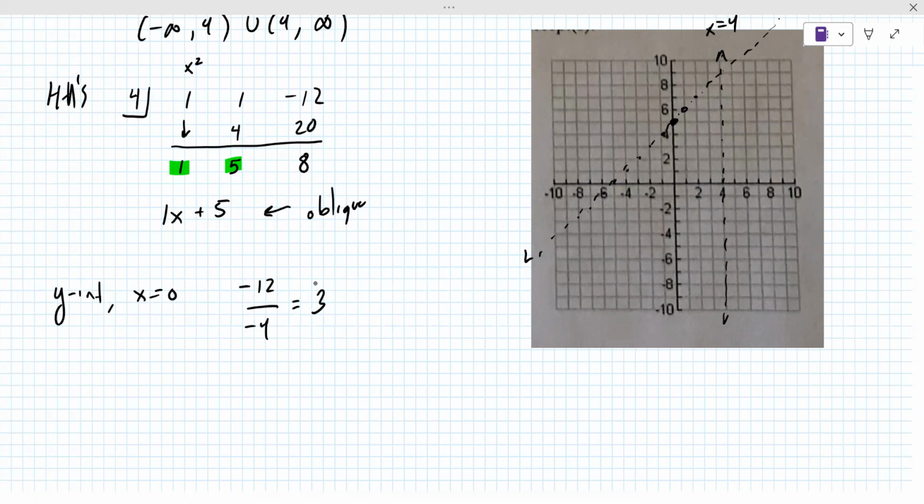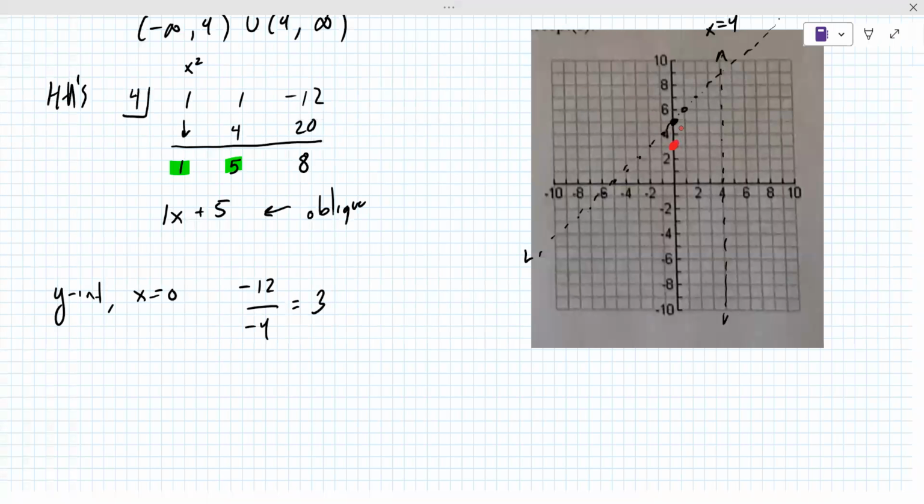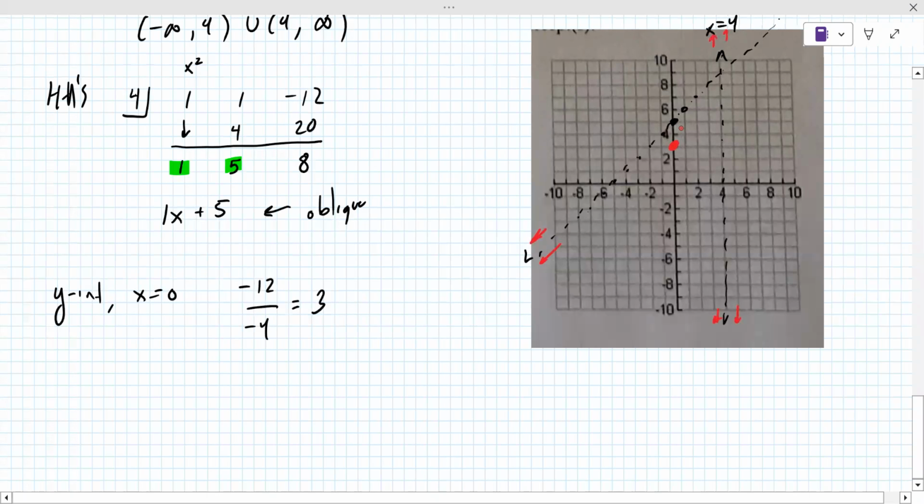So I'm going to switch to the red color here, just to make it easier to see. But there you go. There's your y-intercept. You can also, again, put these lines on the asymptotes to figure out what's going to happen here.